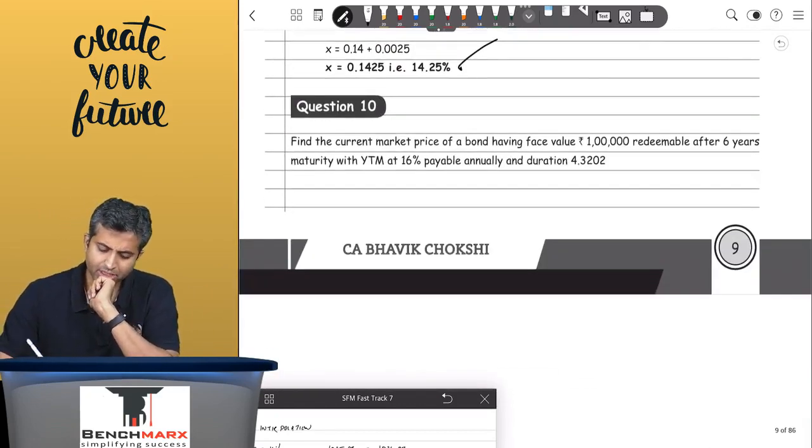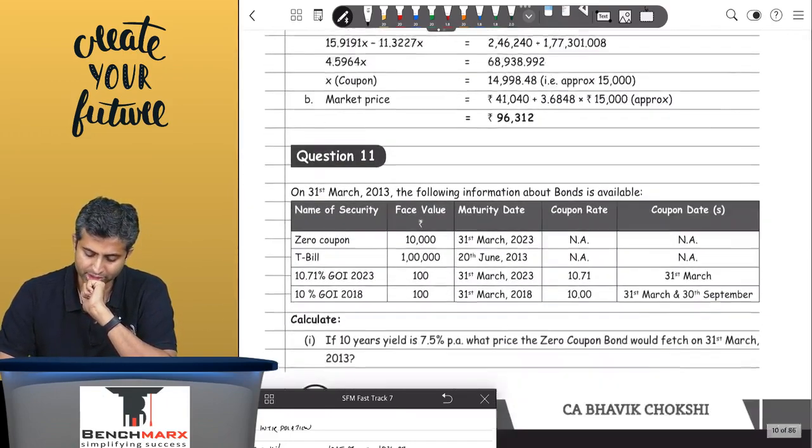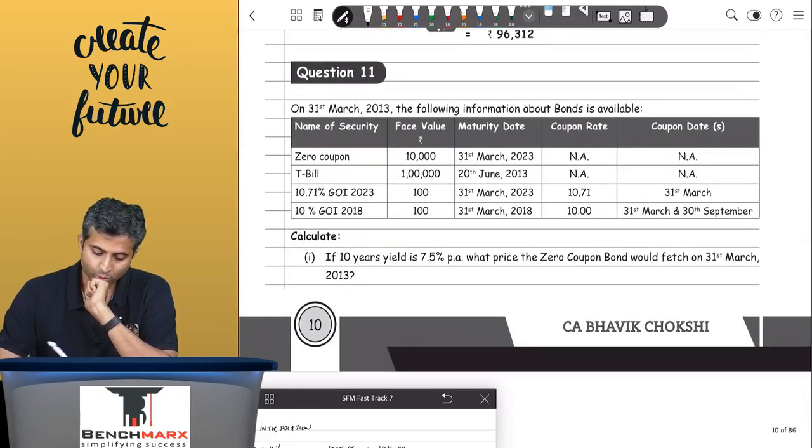Then there is question number 10. This is linked to the concept of duration, and hence we will not be able to do this right now. So this is on duration. We'll do it along with bond risk. Next, you will go to question number 11.